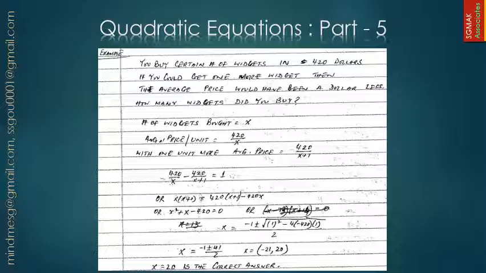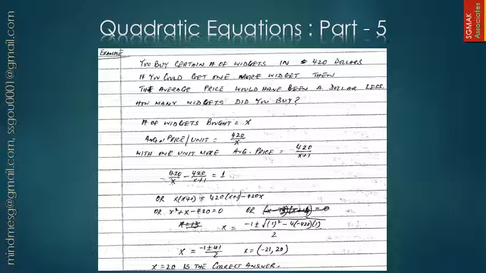But if you could get one more widget, then the average price would have been $1 less. How many widgets did you buy? So let's say you bought x number of items for $420. So the average price per unit is 420 over x. If you could get one more, then the average price would have dropped to 420 divided by x plus 1. And given the information, 420 over x minus 420 over x plus 1 is 1.